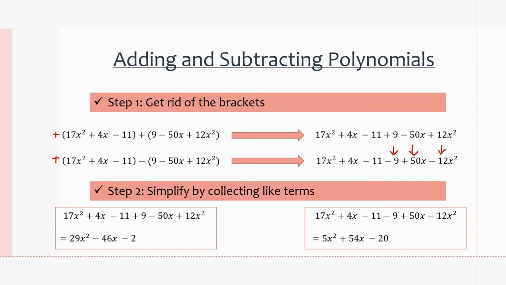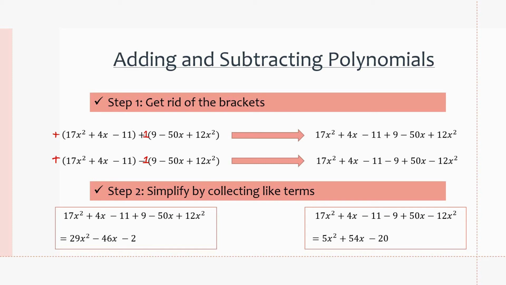Okay? The way I like to think about it is that there's a positive 1 right here or a negative 1 before the brackets. And all you're doing is multiplying that positive or negative 1 into each term in the brackets using the distributive property.